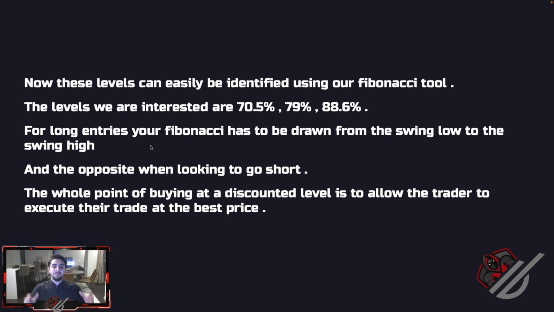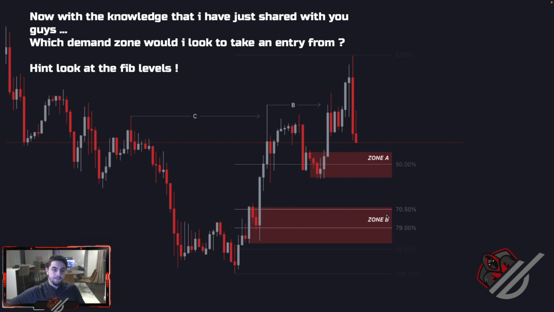Now these levels can easily be identified using our Fibonacci tool. The levels we are interested in are the 70.5 level, the 79 level, and the 88.6 level. All of these are discounted and premium points within our Fibonacci where we can look to identify these very important levels. Now, for long entries, your Fibonacci has to be drawn from the swing low to the swing high, which we will show an example of, and the opposite when looking to go short. The whole point of buying at a discounted level is to allow the trader to simply execute their trade at a better price. All right.